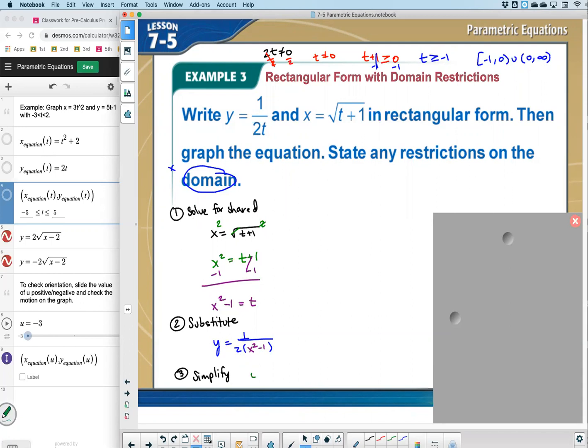This problem is pretty easy to simplify. All you have to do is multiply a 2 through. So we'll have 2x squared minus 2. So there's our equation right there. That's our rectangular form: y equals 2x squared minus 2.